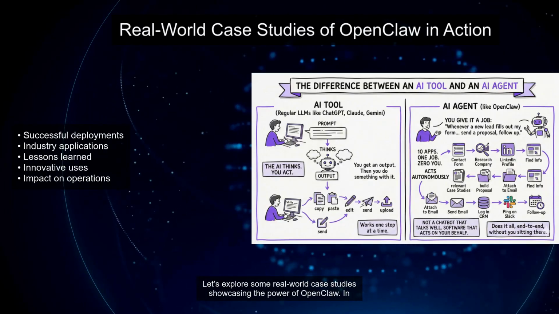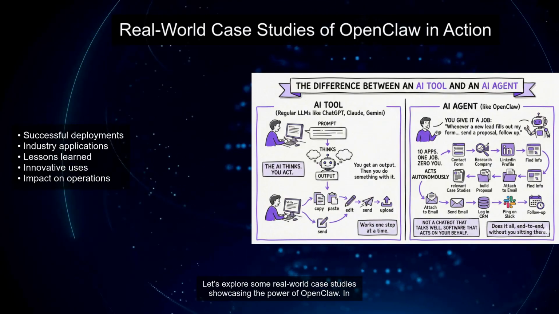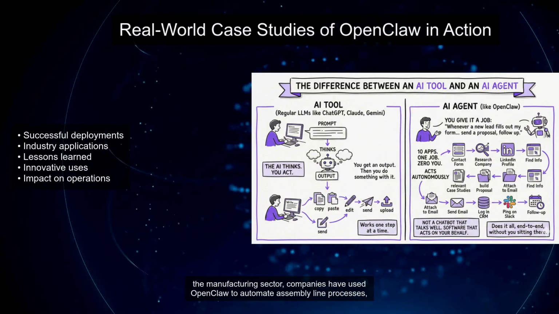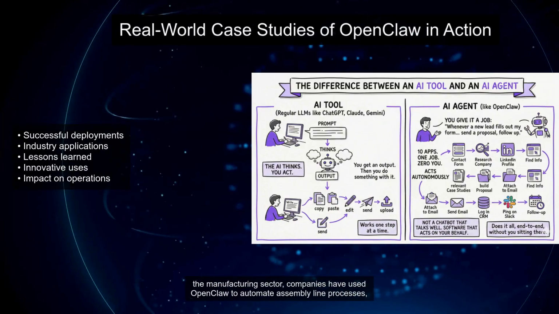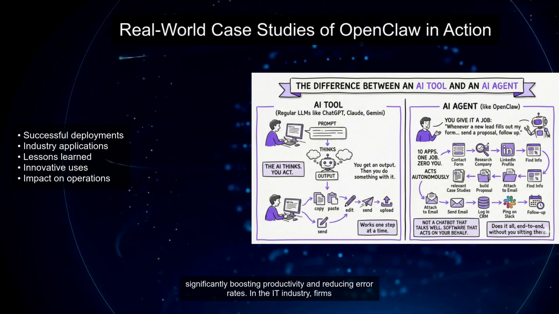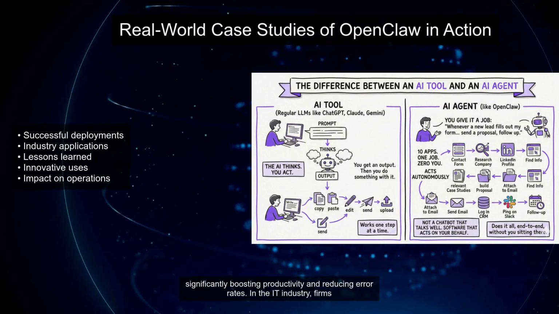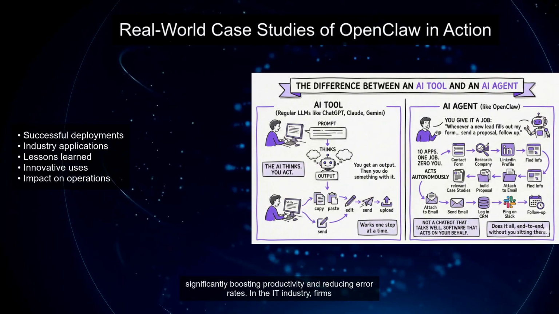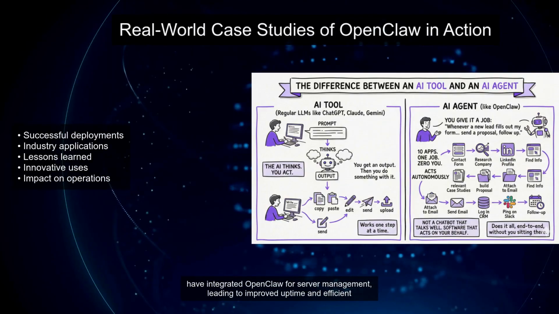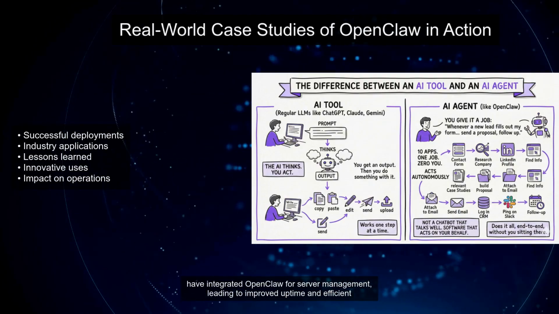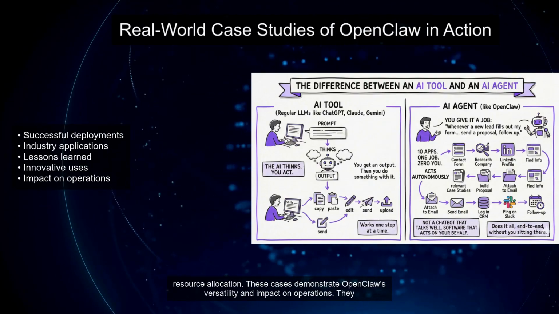Let's explore some real-world case studies showcasing the power of OpenClaw. In the manufacturing sector, companies have used OpenClaw to automate assembly line processes, significantly boosting productivity and reducing error rates. In the IT industry, firms have integrated OpenClaw for server management, leading to improved uptime and efficient resource allocation.